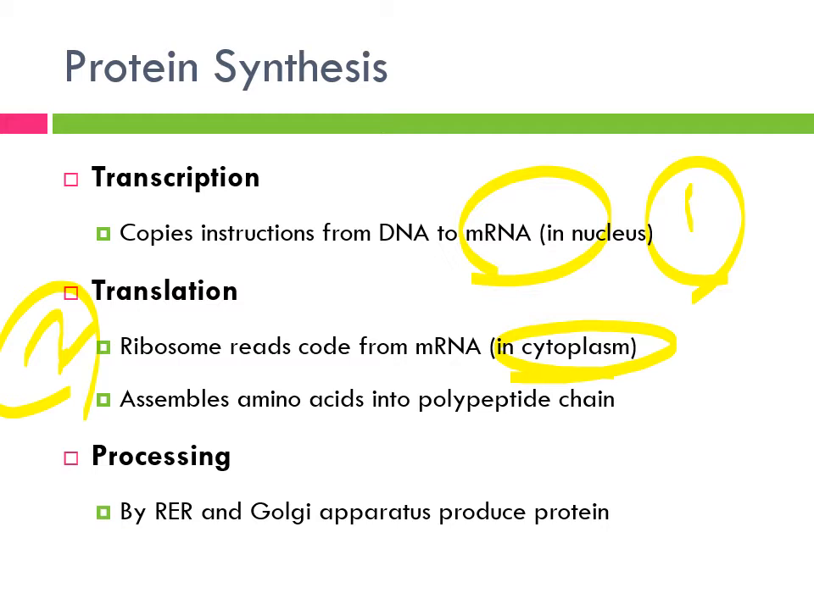So transcription, copying the instructions from the DNA onto the messenger RNA. The messenger RNA then leaves the nucleus and goes out into the cytoplasm. Translation, the ribosome is reading the code from the messenger RNA and assembling the required amino acids into a polypeptide chain. Once that polypeptide chain has been made, it gets sent to the Golgi apparatus where it is processed and packaged into the protein that we desire. So that's step 3, is processing.